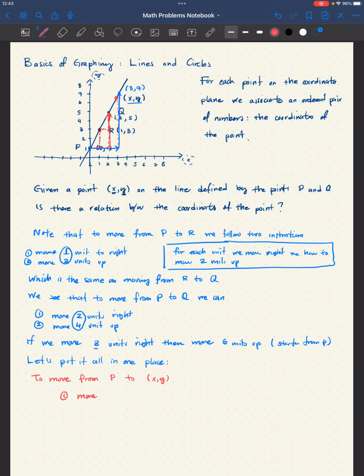and then just by looking at this, I would say, well, here's the rule that we have. For each unit we move to the right, we have to move 2 units up. So secondly, I would say move twice as many units as we move to the right, but now in the upward direction. And then I see, let me put it in this way. So, this is saying that to reach this point from P, I move this many units to the right, and I have to move this many units up.